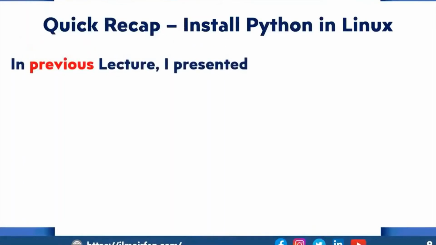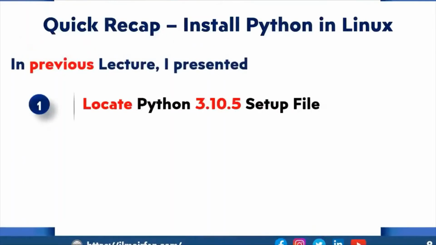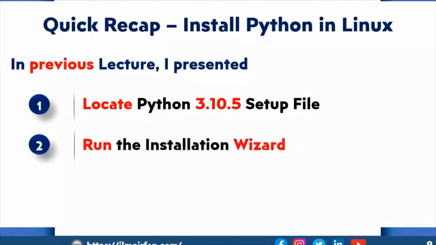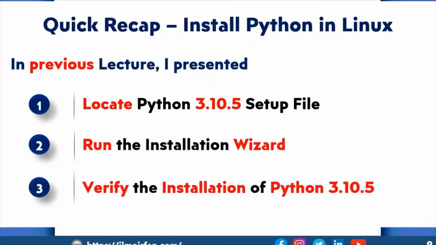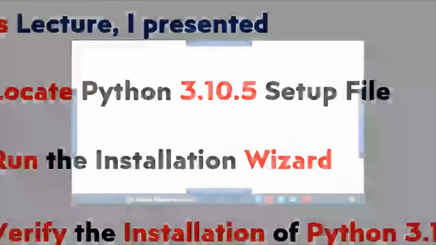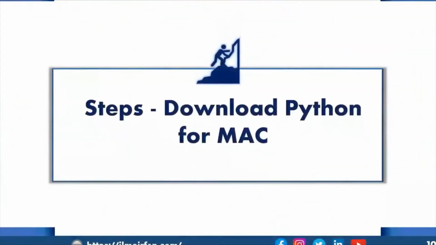In the previous lecture, I presented Step 1, locate Python 3.10.5 setup file. Number 2, run the installation wizard. Number 3, verify the installation of Python 3.10.5. Steps for downloading Python for Mac.